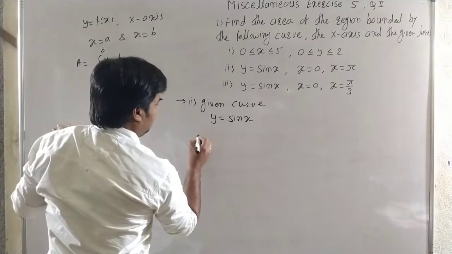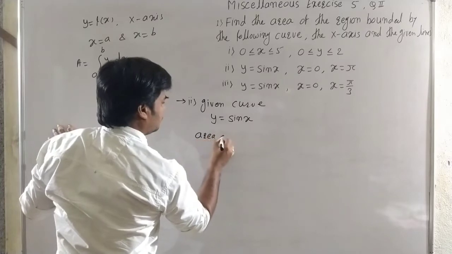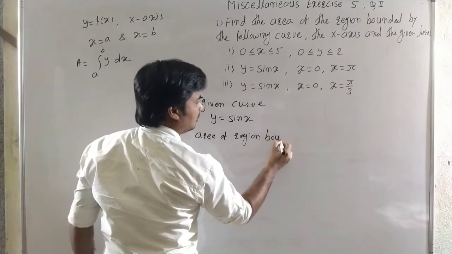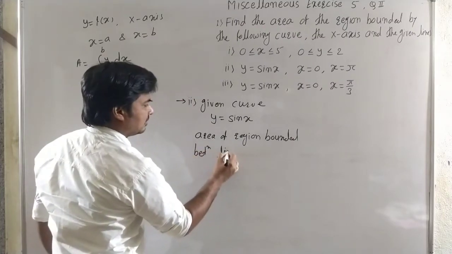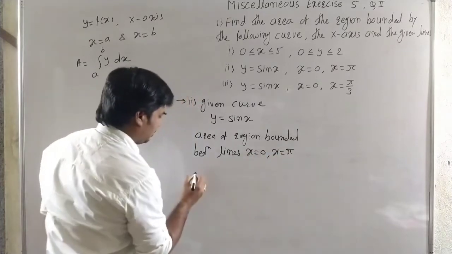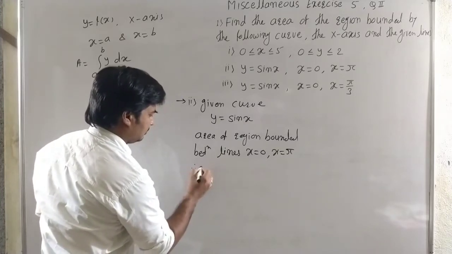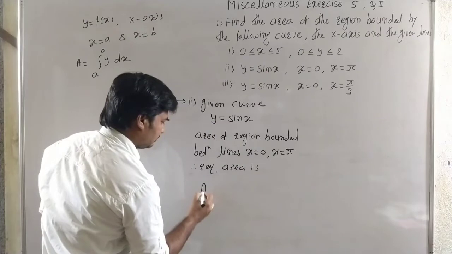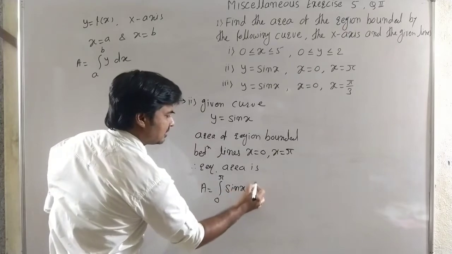Here it is the area of the region bounded between the lines x is equal to 0 and x is equal to pi. Therefore, the required area is the integral from 0 to pi of sin x dx.